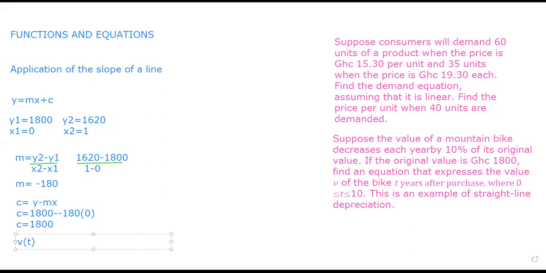So our V of T becomes negative 180T plus 1,800. So that's the equation expressing V in terms of T. Okay, that is it.